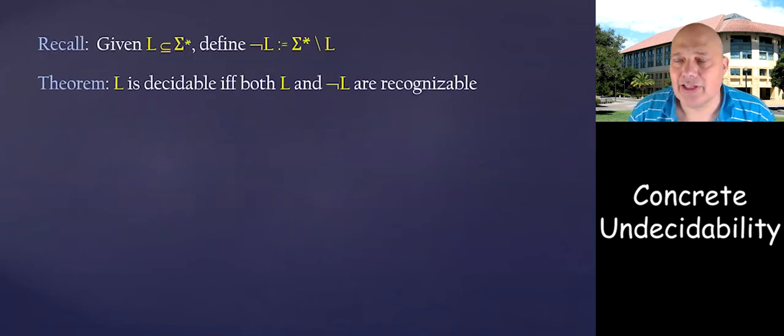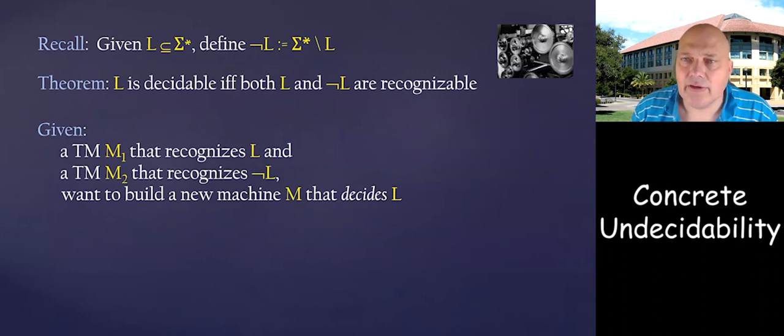So let's prove the statement about recognizing and deciding. Given a language L, we have its negation, not L, and we say that L is decidable if and only if both L and not L are recognizable. So if M1 is a machine that recognizes L and M2 is a machine that recognizes not L, then I want to show a machine M that decides L. This will prove that if L and not L are recognizable, then L is decidable.